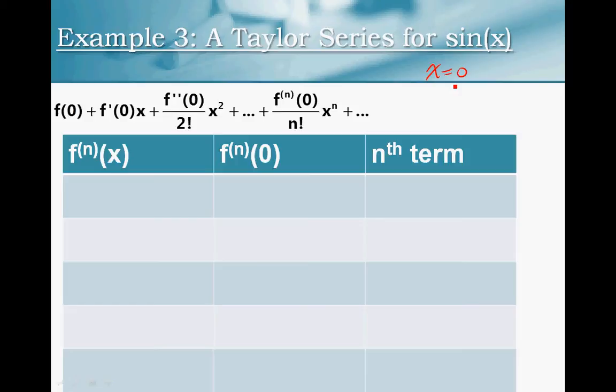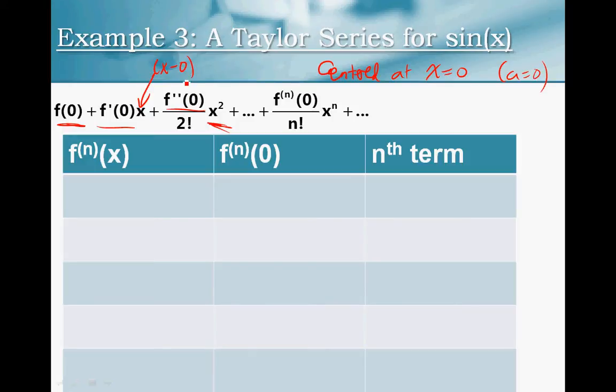Okay, in any case, since we're centered at x equals 0, that means a is equal to 0. So we have f of 0, f prime of 0, f double prime of 0, these x's. I'm just writing x instead of x minus a because each of these x's is actually an x minus 0.